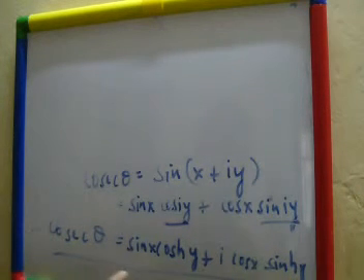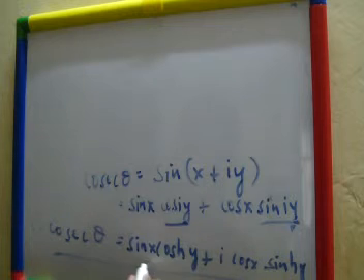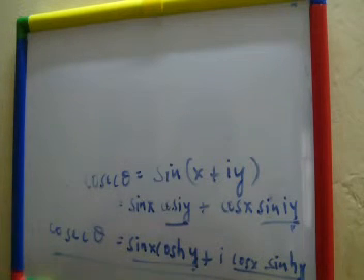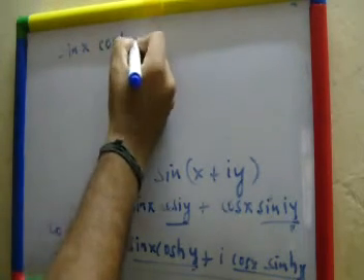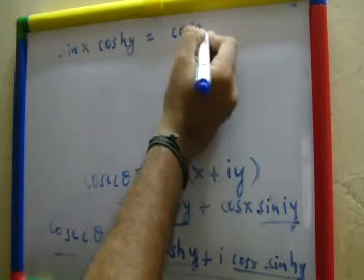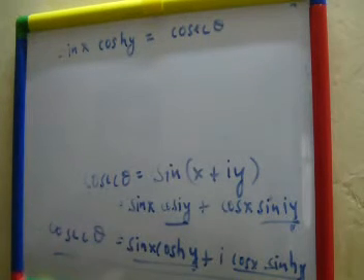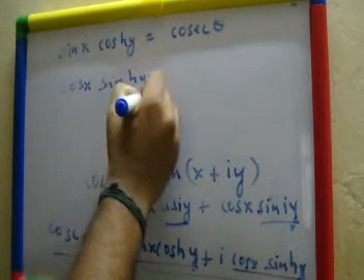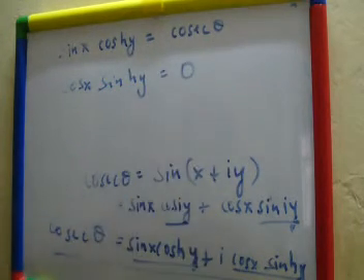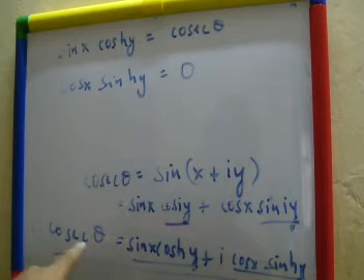Now let us observe this particular equation. This is the real part and this is the imaginary part. On the left hand side we are having only real part. So by equating the left hand side and the right hand side, sin x cos hyperbolic y is equal to cosec theta, and cos x sin hyperbolic y is equal to 0, because there is no imaginary part over here. So this is cosec theta plus i into 0.